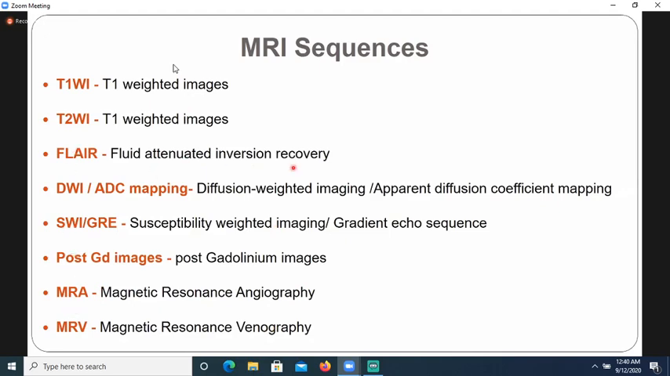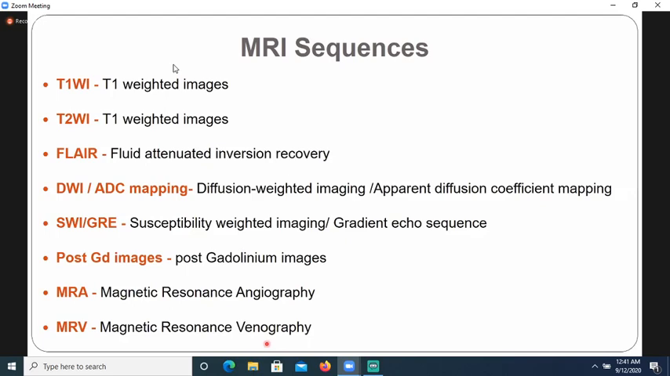Fluid attenuated inversion recovery, DWI, ADC mapping, meaning diffusion weighted imaging and apparent diffusion coefficient, susceptibility weighted image or gradient echo. Post gadolinium is a contrast which we use in the MRI. And the MRA, MRV, magnetic resonance angiography and venography. Angiography is for the visualization of the arteries and venography for the veins or the dural sinuses.